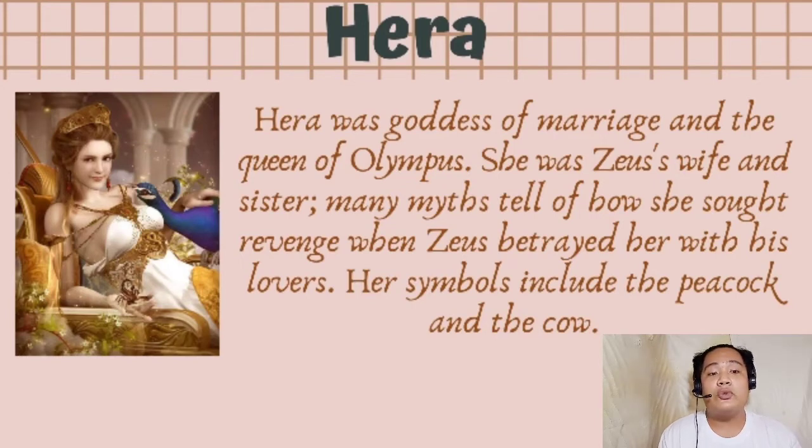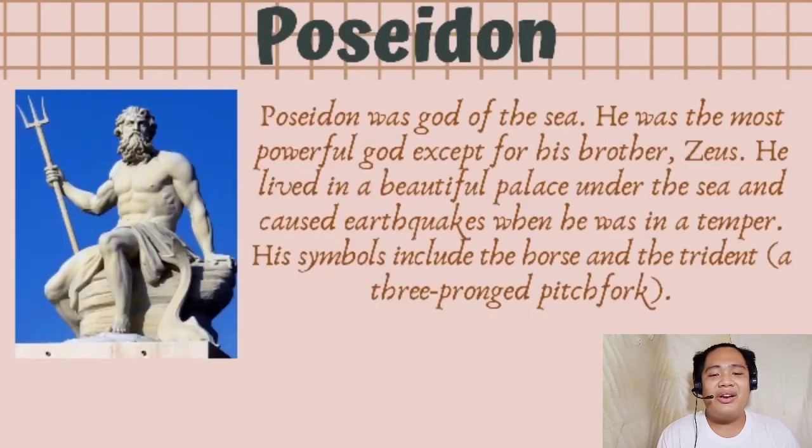So she was Zeus' wife and sister. Many myths tell of how she sought revenge when Zeus betrayed her with his lovers. Her symbols include the peacock and the cow. So those are the two symbols, the peacock and the cow. The third god is Poseidon.